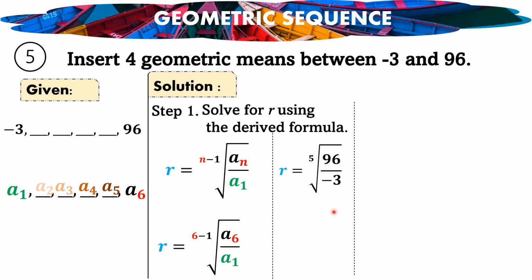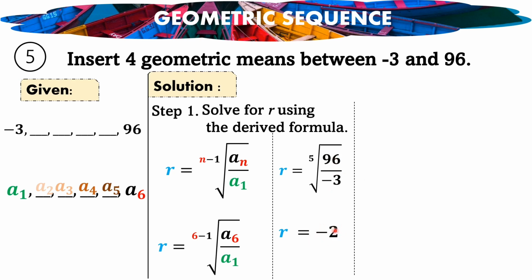Substituted to the formula, we have r is equal to the fifth root of 96 over negative 3, equals r is equal to negative 2. Okay, as I have mentioned in the previous example, if the root is odd, there is only one value of r. It's either positive or negative, depending on the resulting quotient of the radicand. So this one is negative.